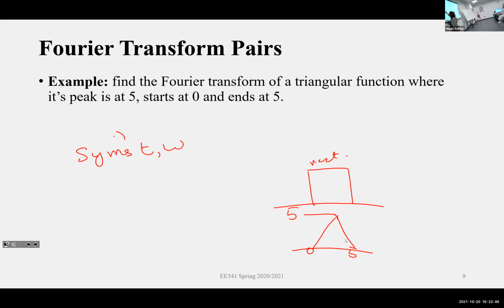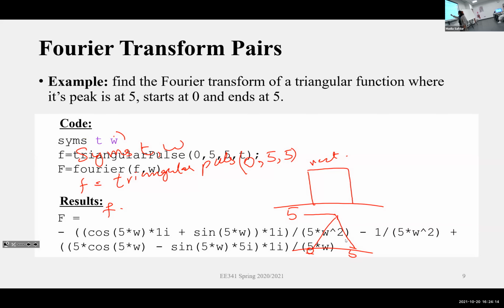Okay. Then F is equal to triangular pulse. Triangular pulse, very easy. Then the pulse is starting from 0, 5, and then the peak amplitude is 5. So then Fourier. Just see here.